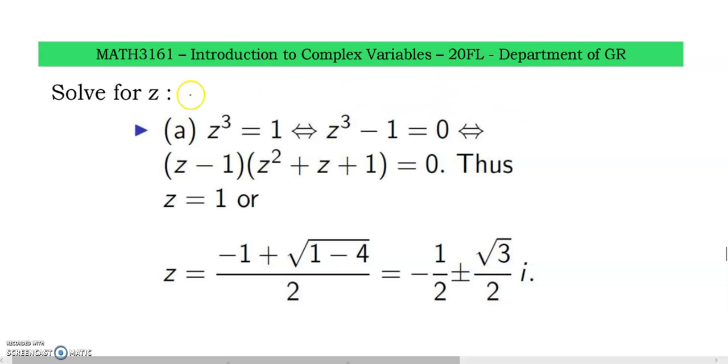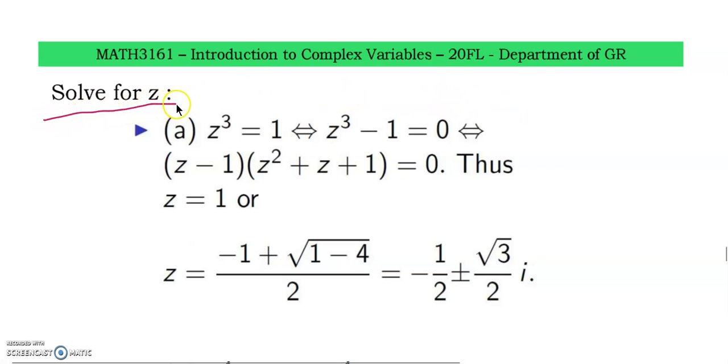Now solve for z. In general, when we write complex number equations, we use the variable z. Now here this is the equation, z cube is equal to 1. We have to solve for z, which means we have to find the values of z in terms of complex numbers.